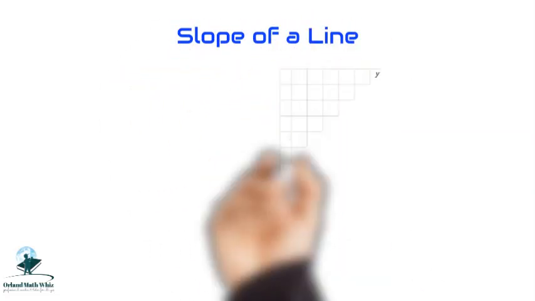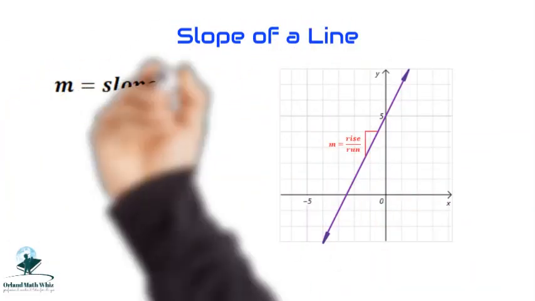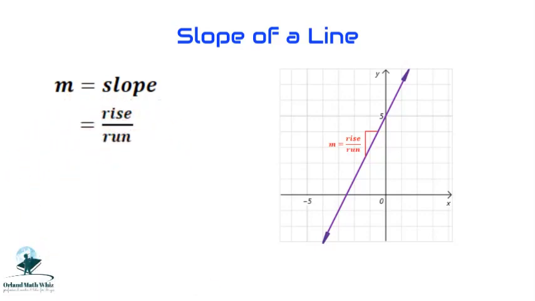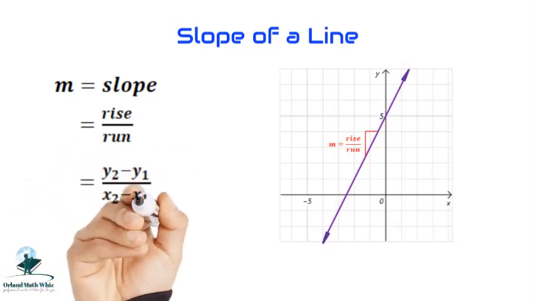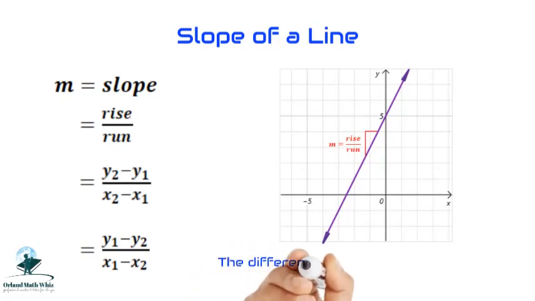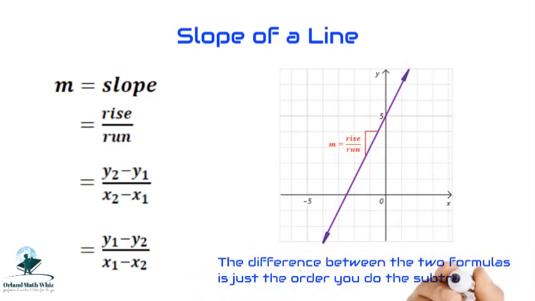The slope, or steepness of the line, is designated as the letter m. Slope is equal to rise over run. It is calculated by using 2 points with the formula m equals the quantity y sub 2 minus y sub 1 over the quantity x sub 2 minus x sub 1. Alternatively, it can be calculated by the formula quantity y sub 1 minus y sub 2 over the quantity x sub 1 minus x sub 2. The difference between the two formulas is just the order you do the subtractions.